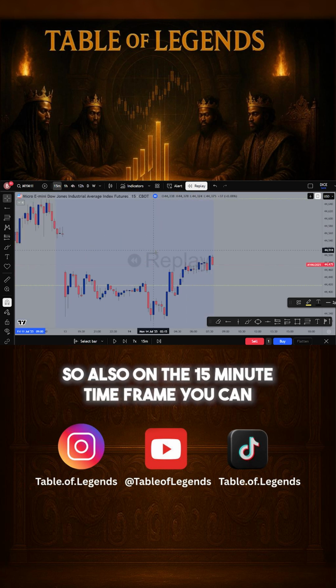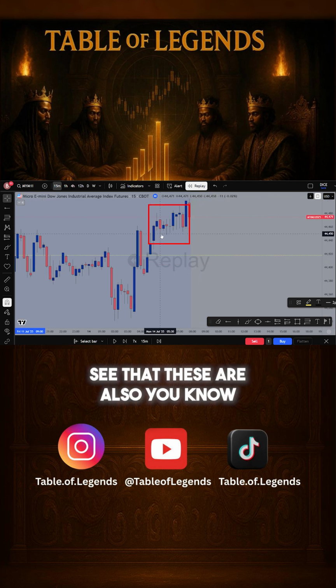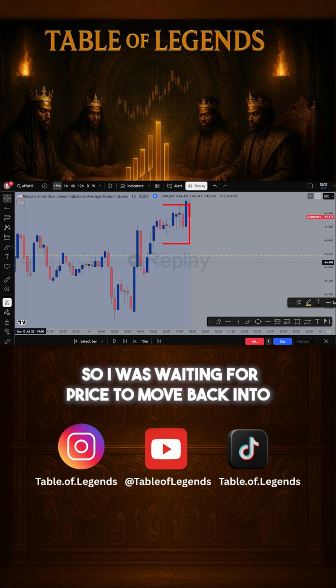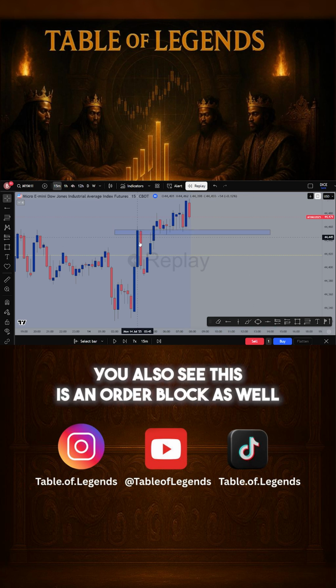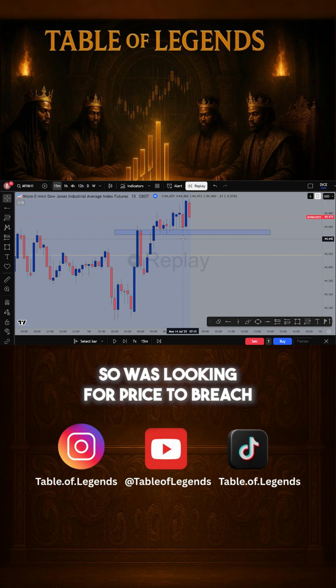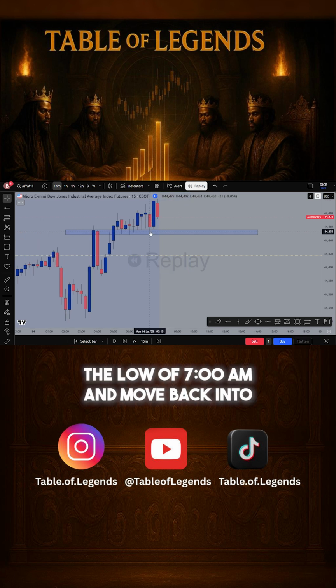So also on the 15-minute time frame, you can see that liquidity is resting under here, and this is also where our fair value gap lies. So I was waiting for price to move back into this fair value gap at the very least, and you also see this is an order block as well. So I was looking for price to breach the low of 7 a.m. and move back into this zone.